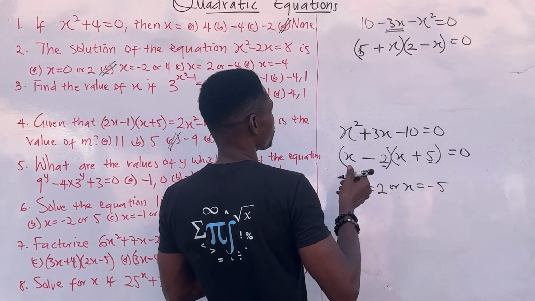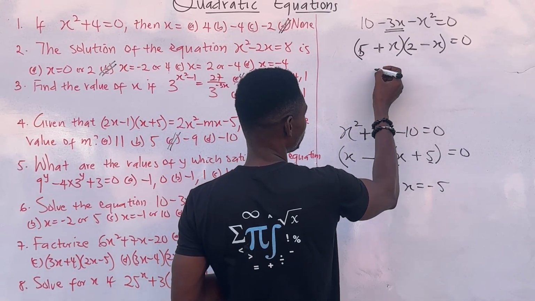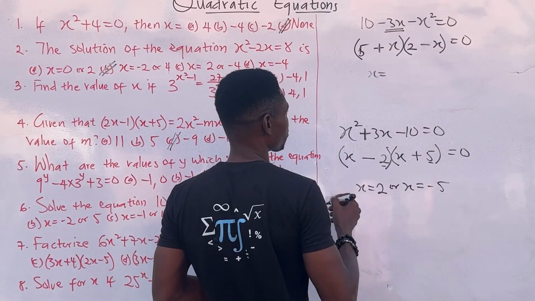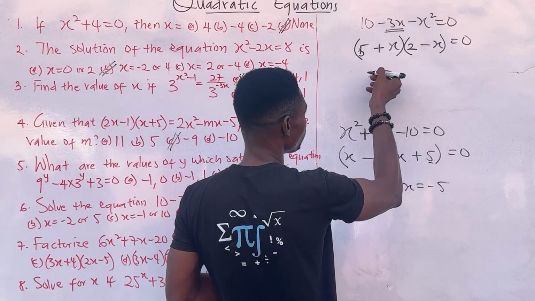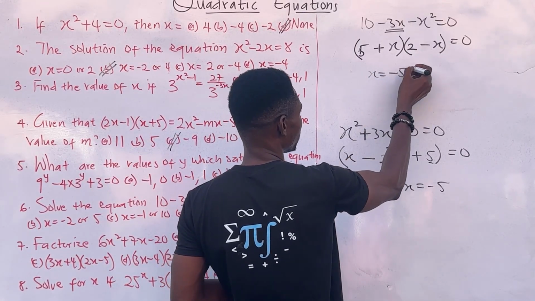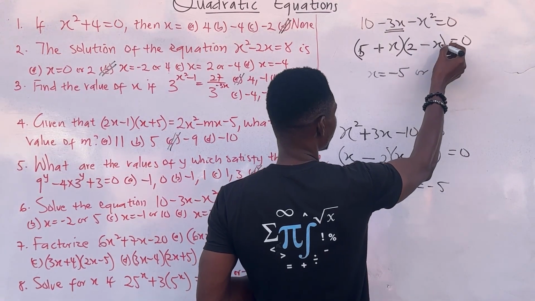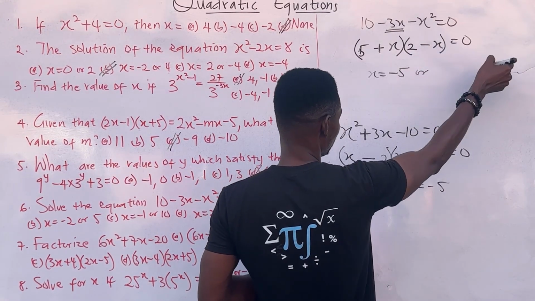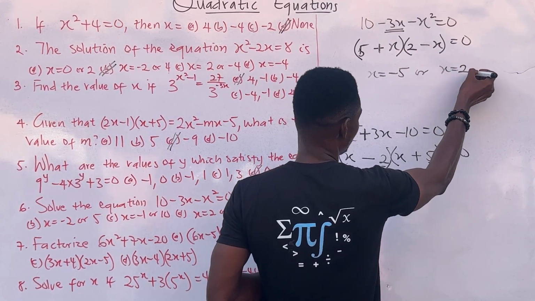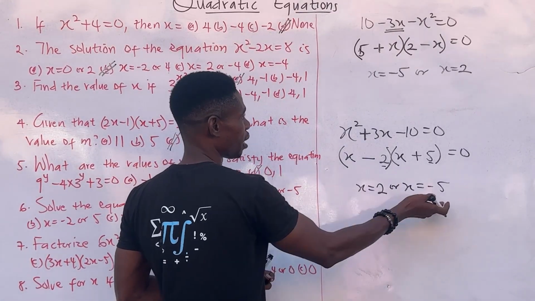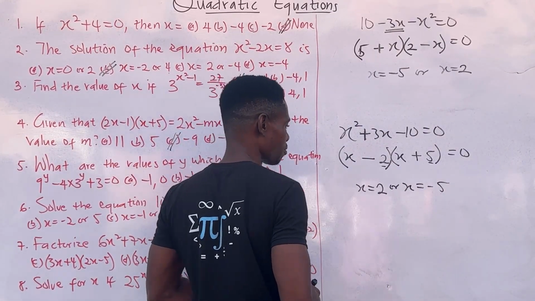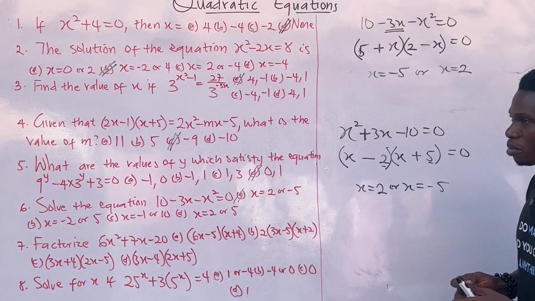So from here, 5 plus x equals 0. x will be what? 5 plus x equals 0. Move the 5 to the other side, becomes minus 5. Or, 2 minus x equals 0. If you move this to the other side, x equals plus 2. So the same answer, same answer. All right, so that was number 6.